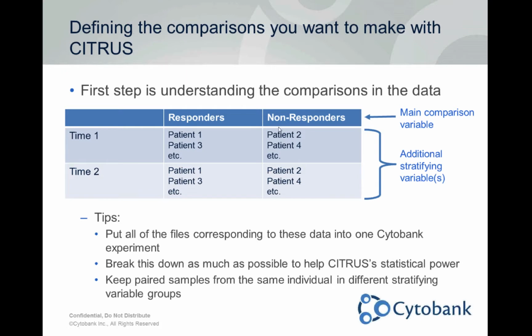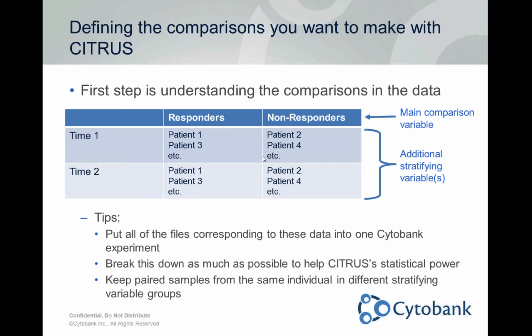But there is a caveat here, actually, and it's important to mention. So you should keep paired samples in different stratifying groups. And what's the takeaway message here? What does that mean? So if you're looking at the same patient over time points, pre-treatment, post-treatment, 2 weeks post-treatment, 6 weeks, etc., those time points should be in separate stratifying variables. So you can still compare them, you just can't compare them in Citrus automatically.